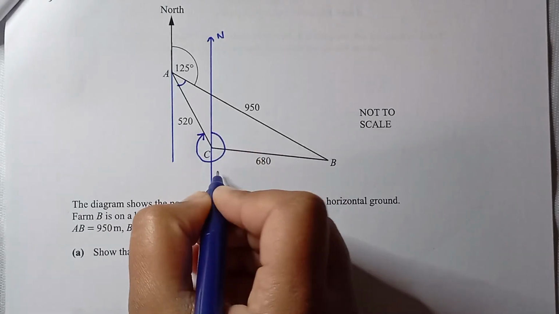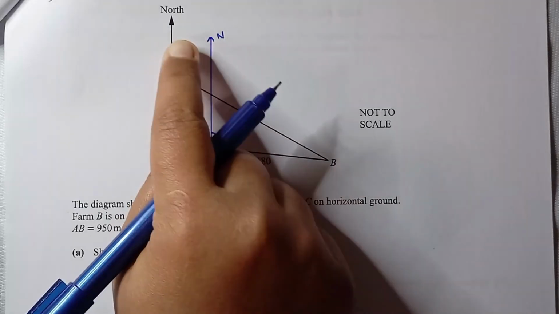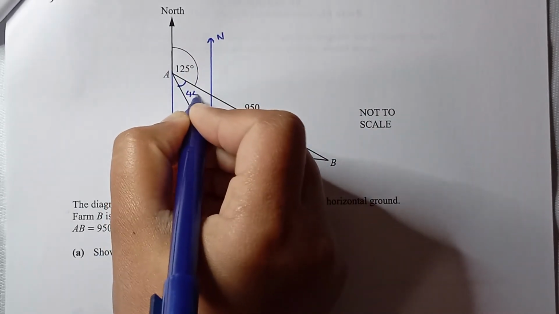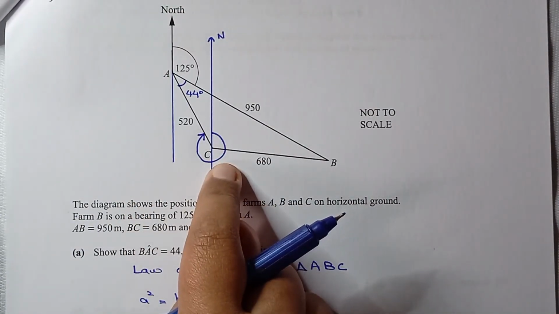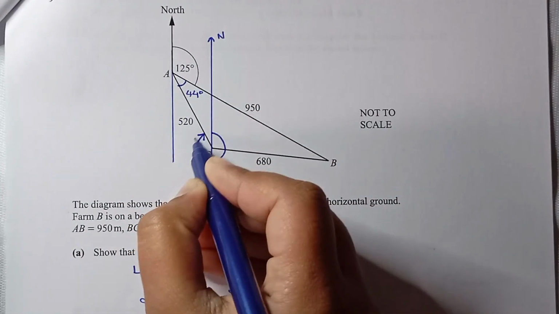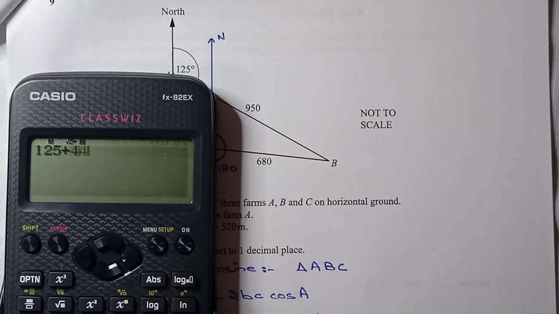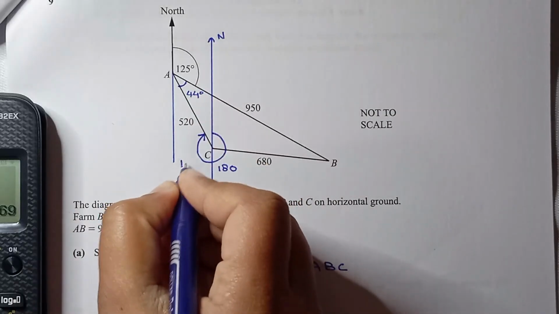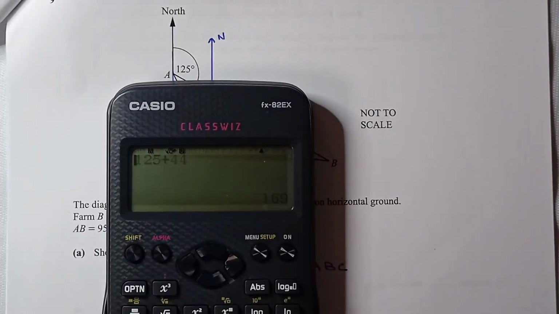And this straight line is 180, right? And what is this angle? As we can see, this is 44. These two are north lines and these two lines are parallel, so their alternate angles must be equal. This angle is 125 plus 44, so this angle is also 125 plus 44. What is 125 plus 44? This is 169. So the bearing of A from C is 180 plus 169, which would be 349.